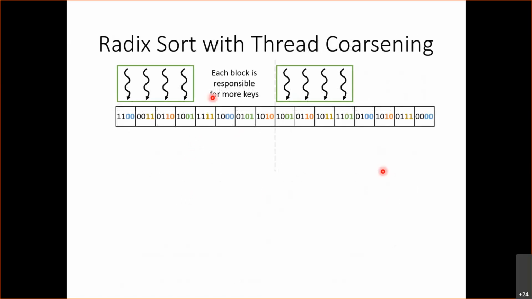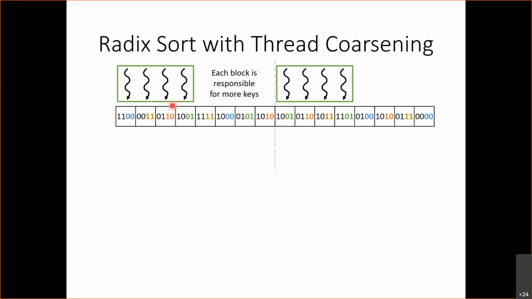Here, rather than giving each thread one element, so this block of four threads has four elements, I'm going to give the block twice as many elements as it has threads. So each block is going to be responsible for more keys. This is the thread coarsening step.